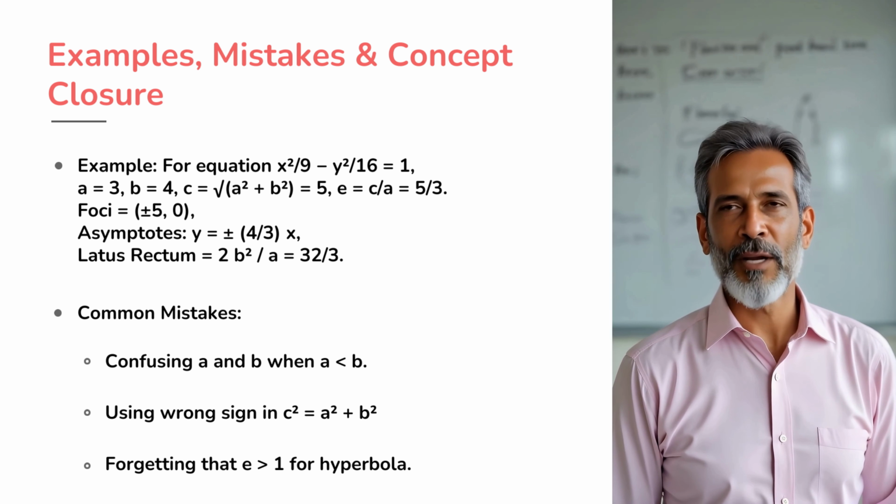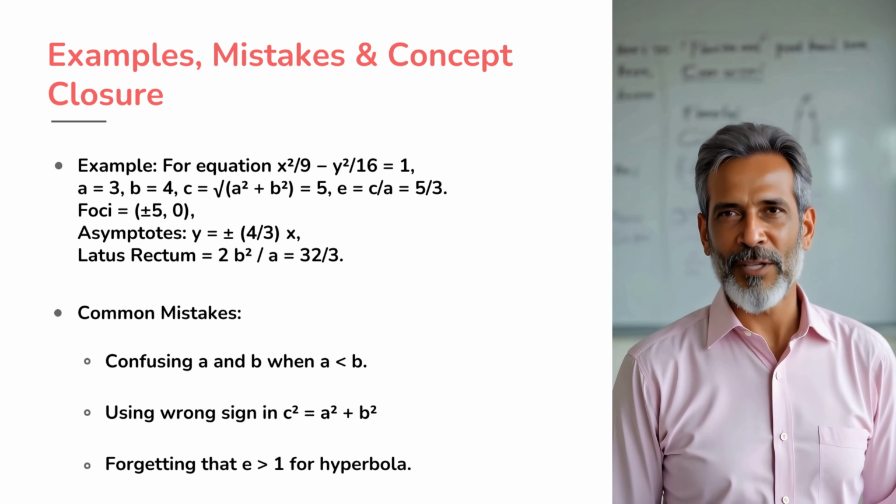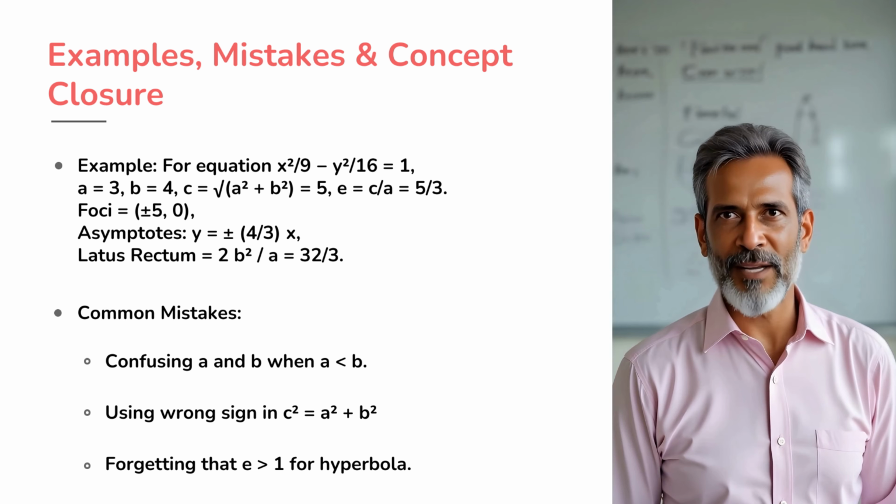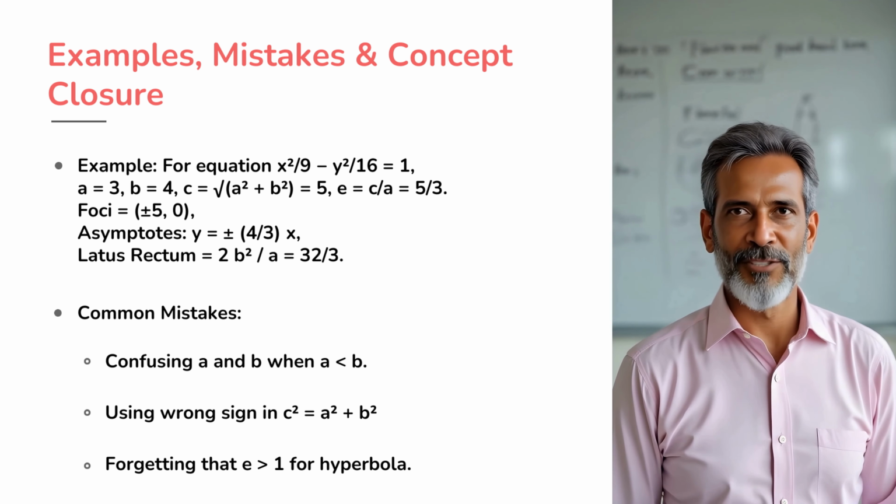Common mistakes to avoid. Mixing up a and b. Remember, a is always along the transverse axis. Forgetting that c squared is equal to a squared plus b squared, not a squared minus b squared. Writing e less than 1 always.